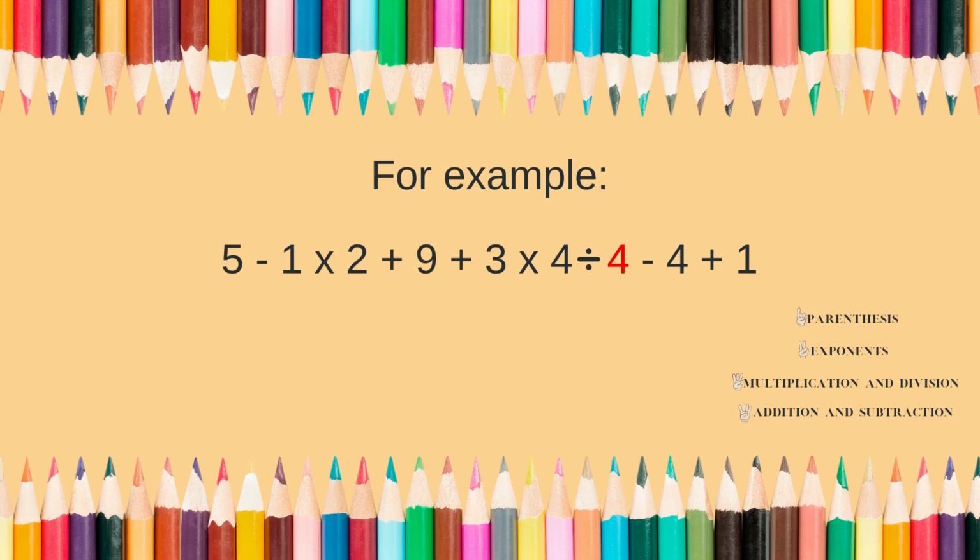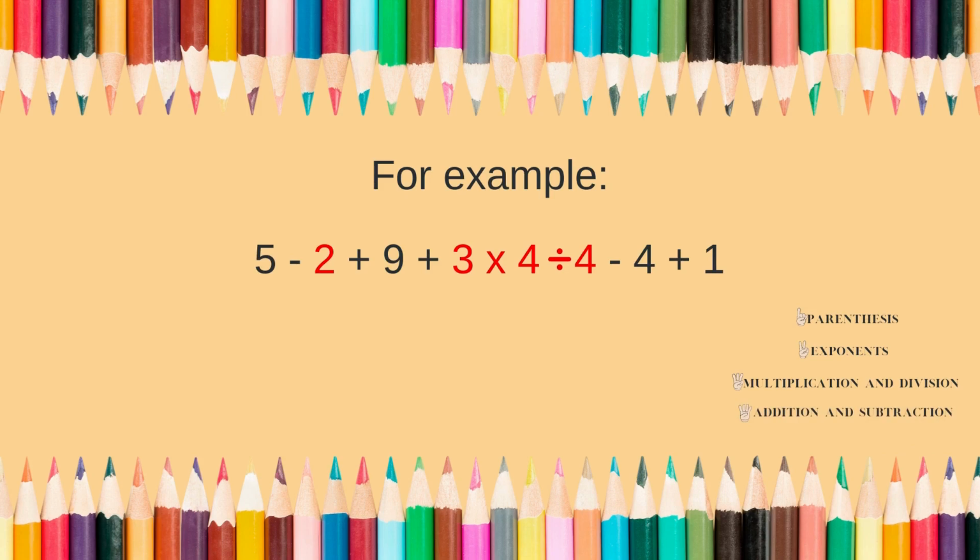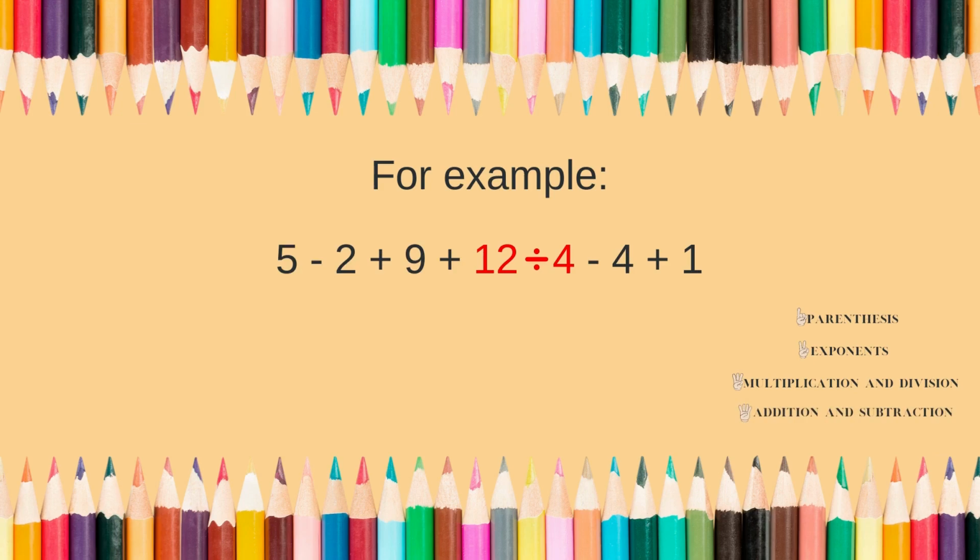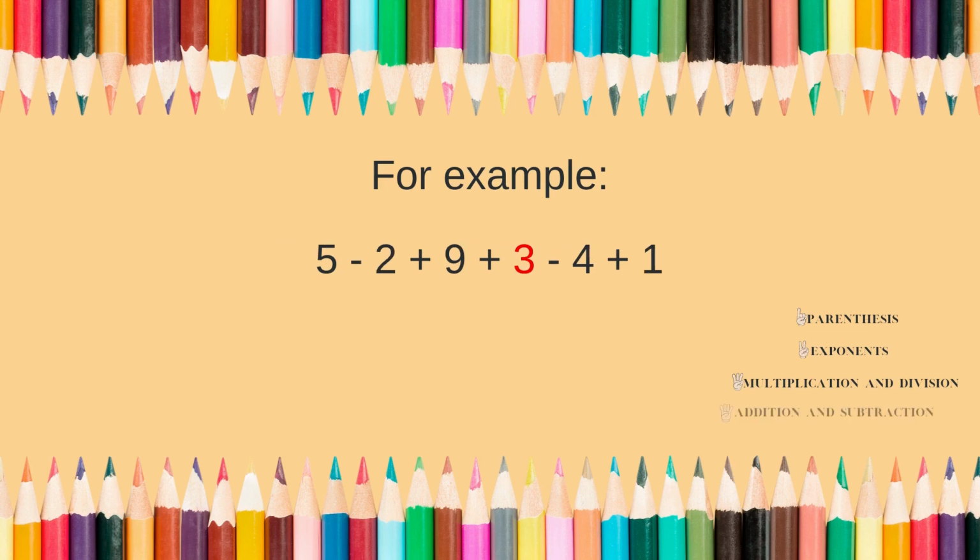Since we don't have any more exponents to solve, we move on to the next step, multiplication and division. We have 3 operations that are multiplication and division. The first one is 1 multiplied by 2. The result is 2. Next, we have 3 multiplied by 4. The result is 12. Then we have 12 divided by 4, and the result is 3.